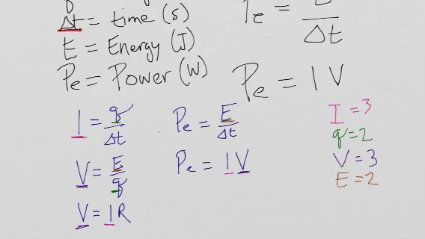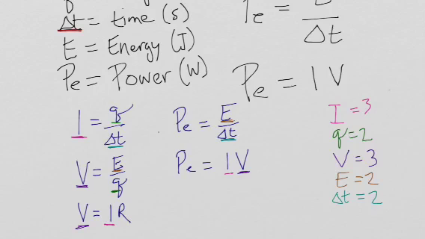Okay, let me find another color here. All right, let's go with delta T. What are my options for delta T? I equals Q over delta T, and PE equals E over delta T.